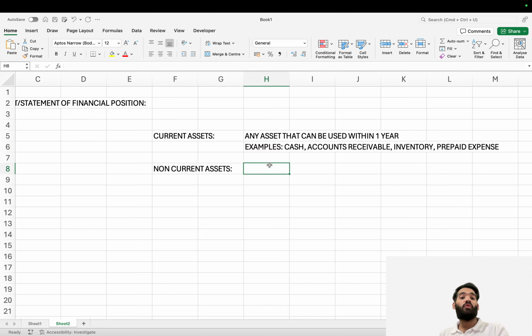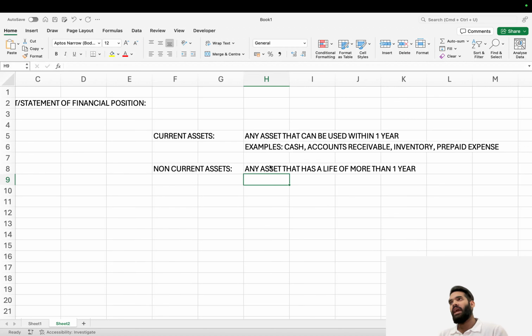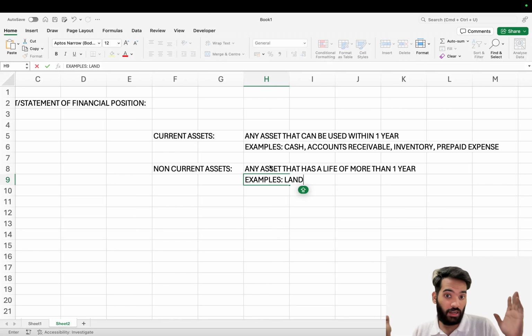Now we are going to move on to the non-current asset. Non-current asset is any asset that has a life of more than 1 year. That means any asset that usually lasts for more than 1 year is a non-current asset. So what would the examples be? Land, of course. Land has unlimited life, right? It will be there from now to the end of the world.